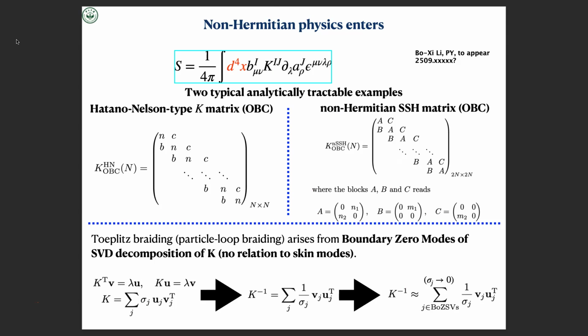I just show some key results here. Instead of Schmidt modes, we don't need to compute them. Here we just do the SVD, singular value decomposition, of this K matrix. We find that once you have the boundary labeled for this singular value decomposition, instead of diagonalization, we have this Toeplitz braiding. This Toeplitz braiding is very strange: a particle loop on this 3+1D universe braids with a loop on another 3+1D boundary. So it's a parallel universe. They can feel each other, but they cannot see each other. They can feel each other in this topological experiment.